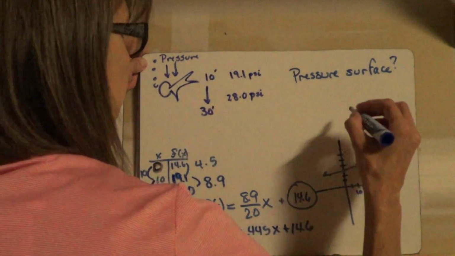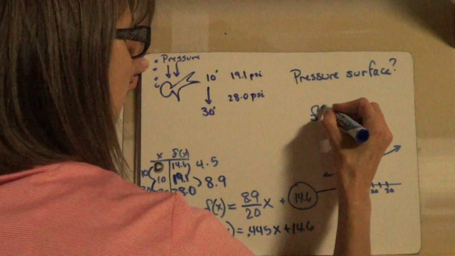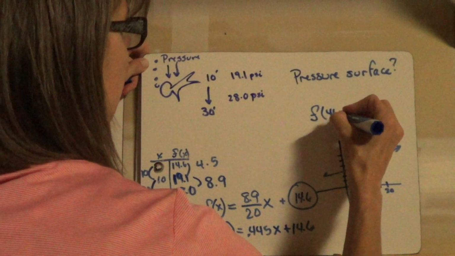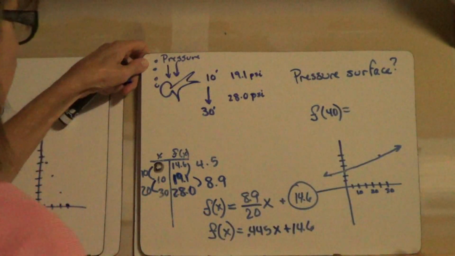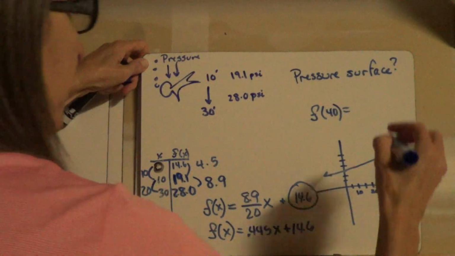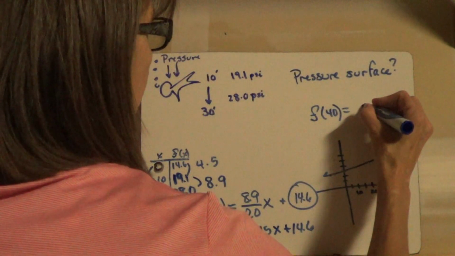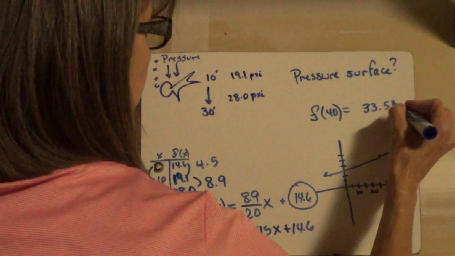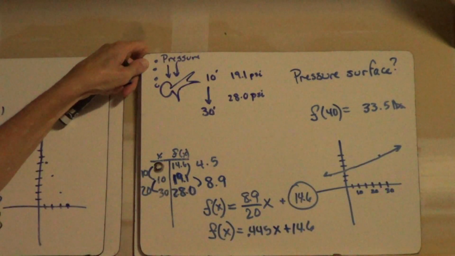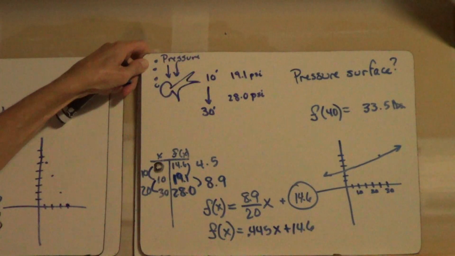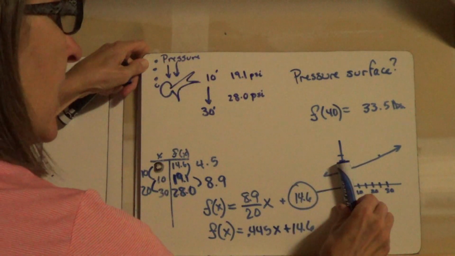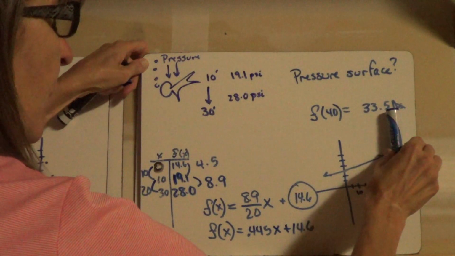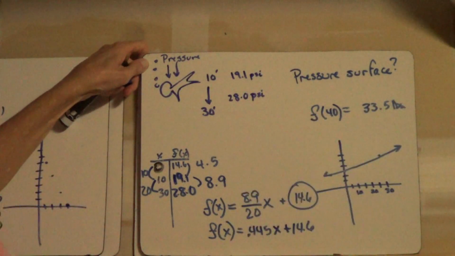Now I'd like to know, what does the point F40 mean? And let's say that at F40 it is 33.5 pounds. What would that mean? If you're saying, well, it means that he's 40 feet below the surface and that he has 33.5 pounds of pressure on him, that is correct.